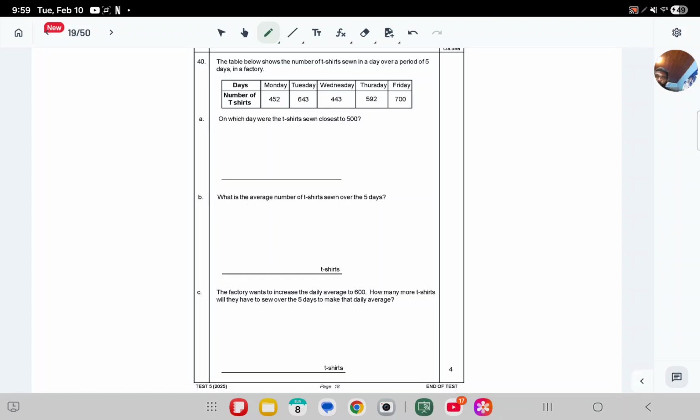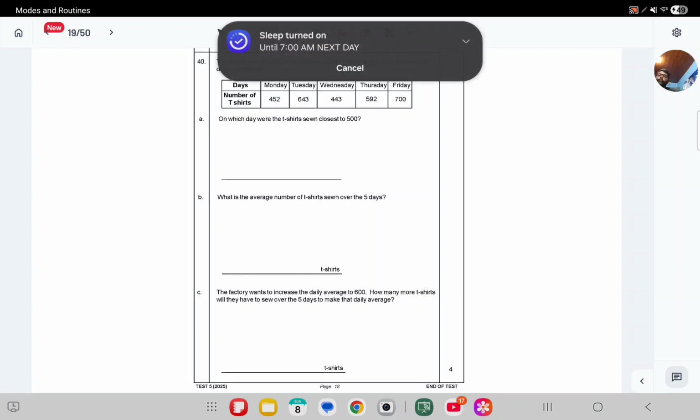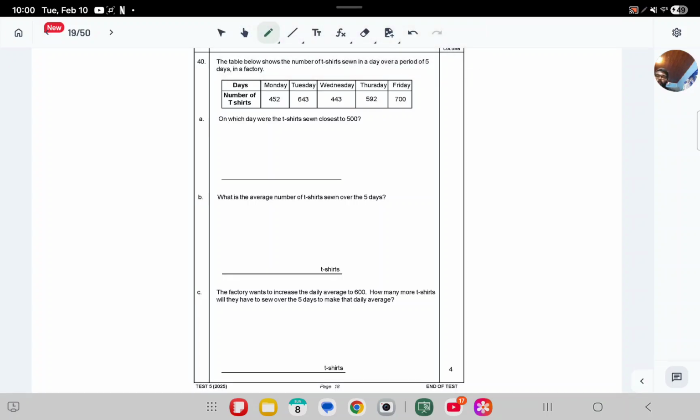Number 40, the table below shows the number of t-shirts sold in a day over a period of 5 days in a factory. Alright, on which day were the t-shirts sold closest to 500? So rounding off, you'll realize it is Monday. Alright, so we round it off, we realize it's Monday. What is the average number of t-shirts sold over the 5 days?